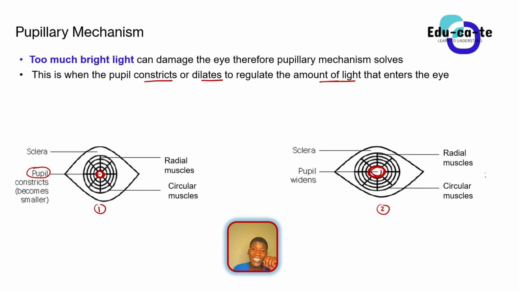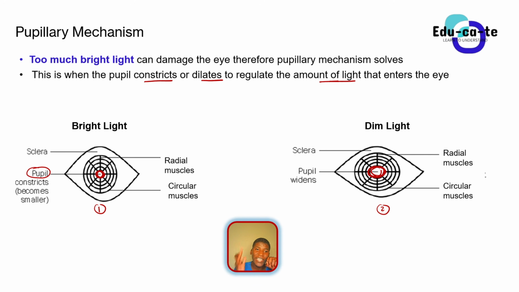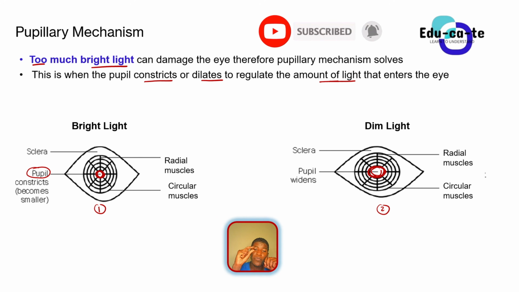Why does it change its opening? Why does it constrict? Why does it dilate? It is because we have two different light conditions. In bright light, the pupil needs to be smaller so that less light can enter your eye, because, as we've said, too much bright light can damage your eye. If I take a torch in the dark and turn it onto your eye, you immediately feel like the light is damaging you. Too much light is bad for your eye. So when there is too much bright light, the pupil will become smaller.